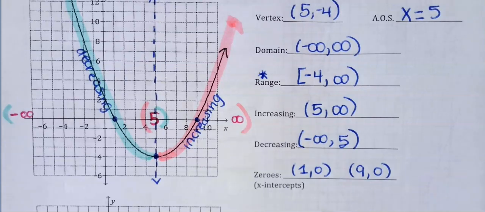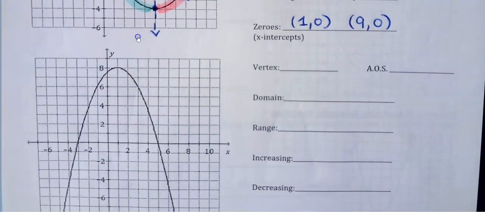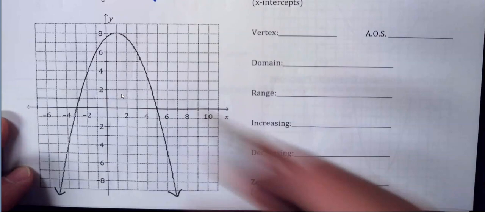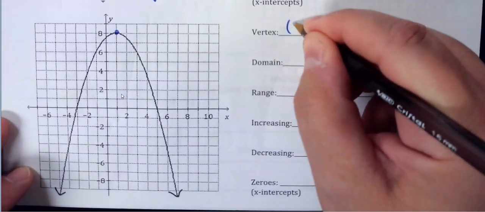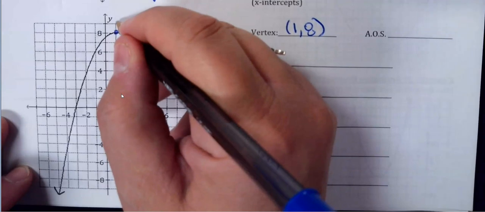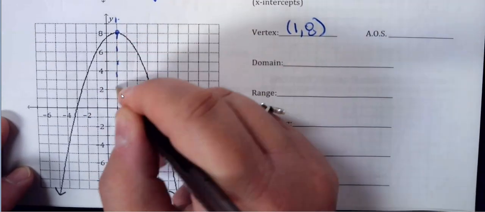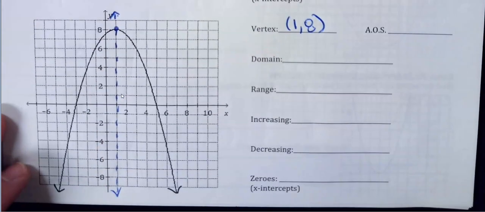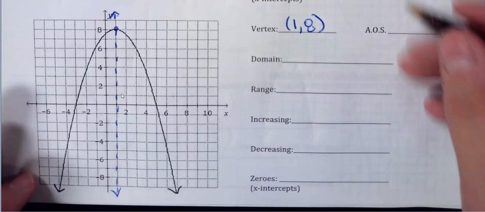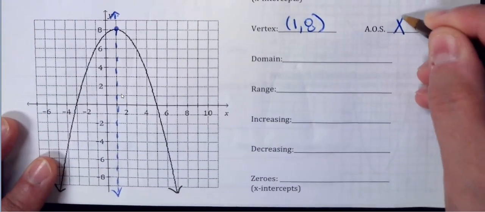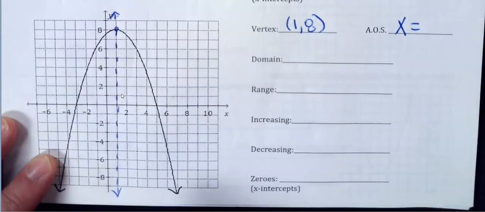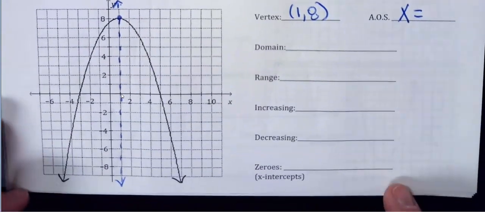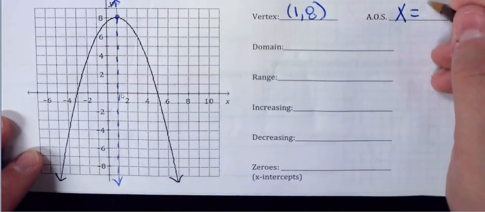All right. So same problem, different graph. And you guys can see the vertex here is going to be, looks like (1, 8). The axis of symmetry, again, that's going to go directly through the middle of the parabola there. And you're describing that line. So if I describe a line, it's got to be an equation. I call it vertexal to help me remember it. It should just be x equals a number, and that number should just match the x coordinate of your vertex. So all your x values here are 1.